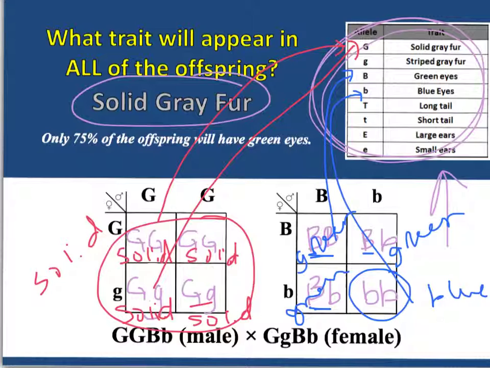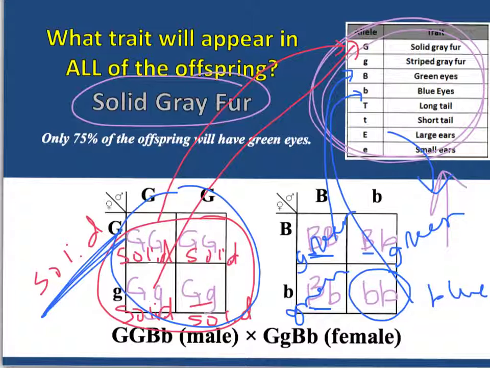So, all of the offspring have what in common? Like I told you on the previous page, all of them will have 100% in one of the boxes. It does not have to be 100% in both boxes. So, all of them in one box have solid gray fur. The reason it's not the eye color as well is because 75% of them have green eyes.